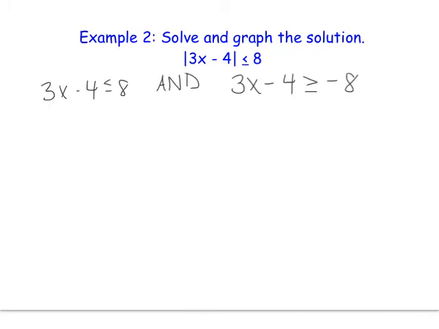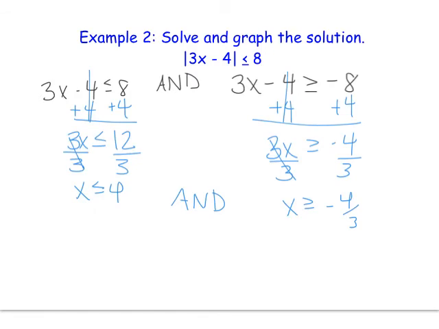Notice that in the first problem we just dropped the bars, and in the second problem we flip the inequality symbol and we change the sign of 8 to -8. Now let's just go ahead and solve each of these. Pause and go ahead and try solving on your own.